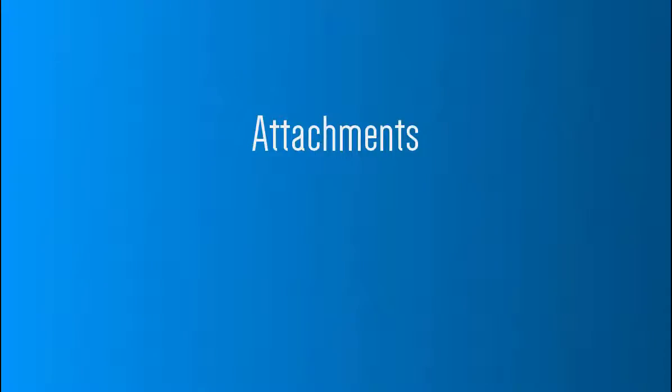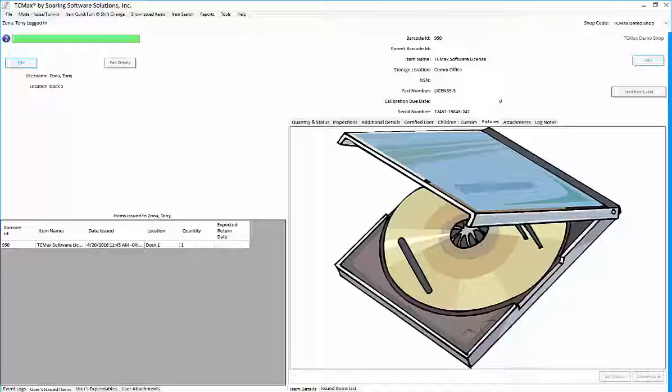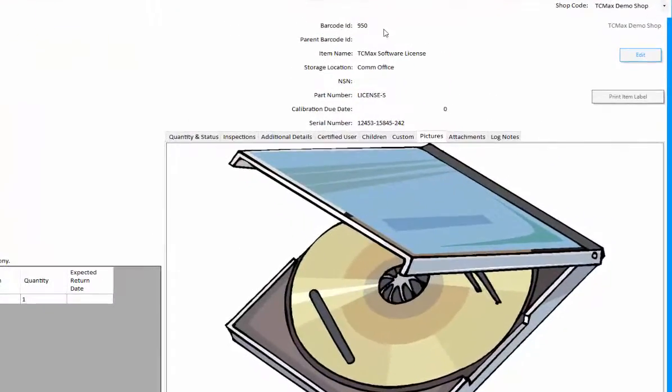Within TCMax, you have the ability to attach any file your computer can open to an item's barcode ID or part number or a person's ID number. On the main screen of TCMax, I've got a software license brought up on the right-hand side of the screen. Now I can attach files to either the barcode ID, which is going to be unique to this item, or the part number, which is going to be for any of this type of item. So that's commonly an MSDS sheet would be attached to the part number of a chemical, for example, or maybe a calibration certificate is going to be attached to the barcode ID of a specific calibrated item. So that's how it's commonly used.